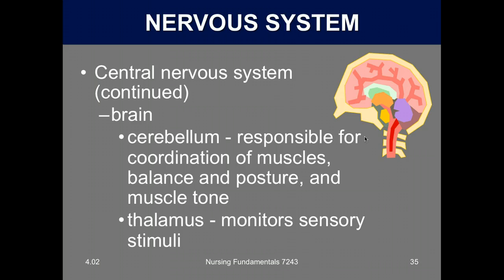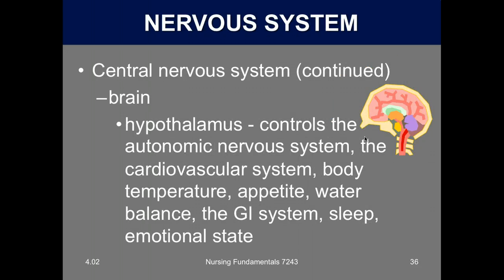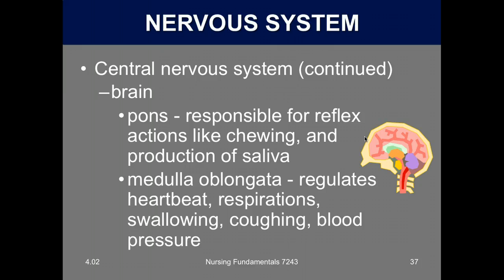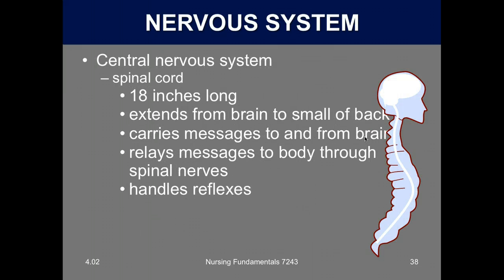The cerebellum is responsible for coordination of muscles, balance, and posture, and muscle tone. The thalamus monitors sensory stimuli. The hypothalamus controls the autonomic nervous system, the cardiovascular system, body temperature, appetite, water balance, the GI system, sleep, and your emotional state. The pons is responsible for reflex actions like chewing and saliva production. The medulla oblongata regulates heartbeat, respirations, swallowing, coughing, and blood pressure.